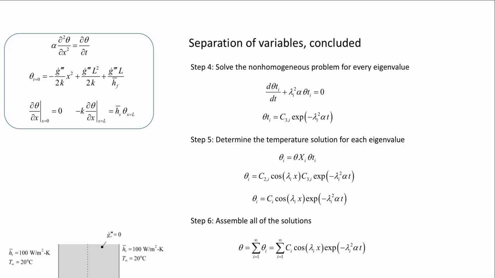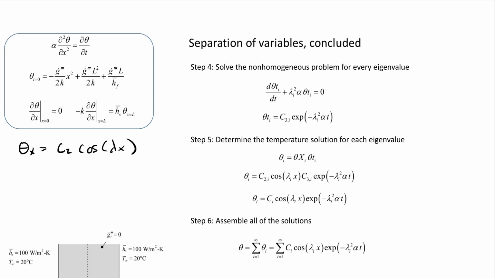The goal of this is to try to separate out the solution in terms of a function that's just a function of x and a function that's just a function of t, and then solve those ODEs separately. Last time we got as far as identifying the homogeneous direction solution, which we called theta x. Theta x was equal to C2 times cosine of lambda x.